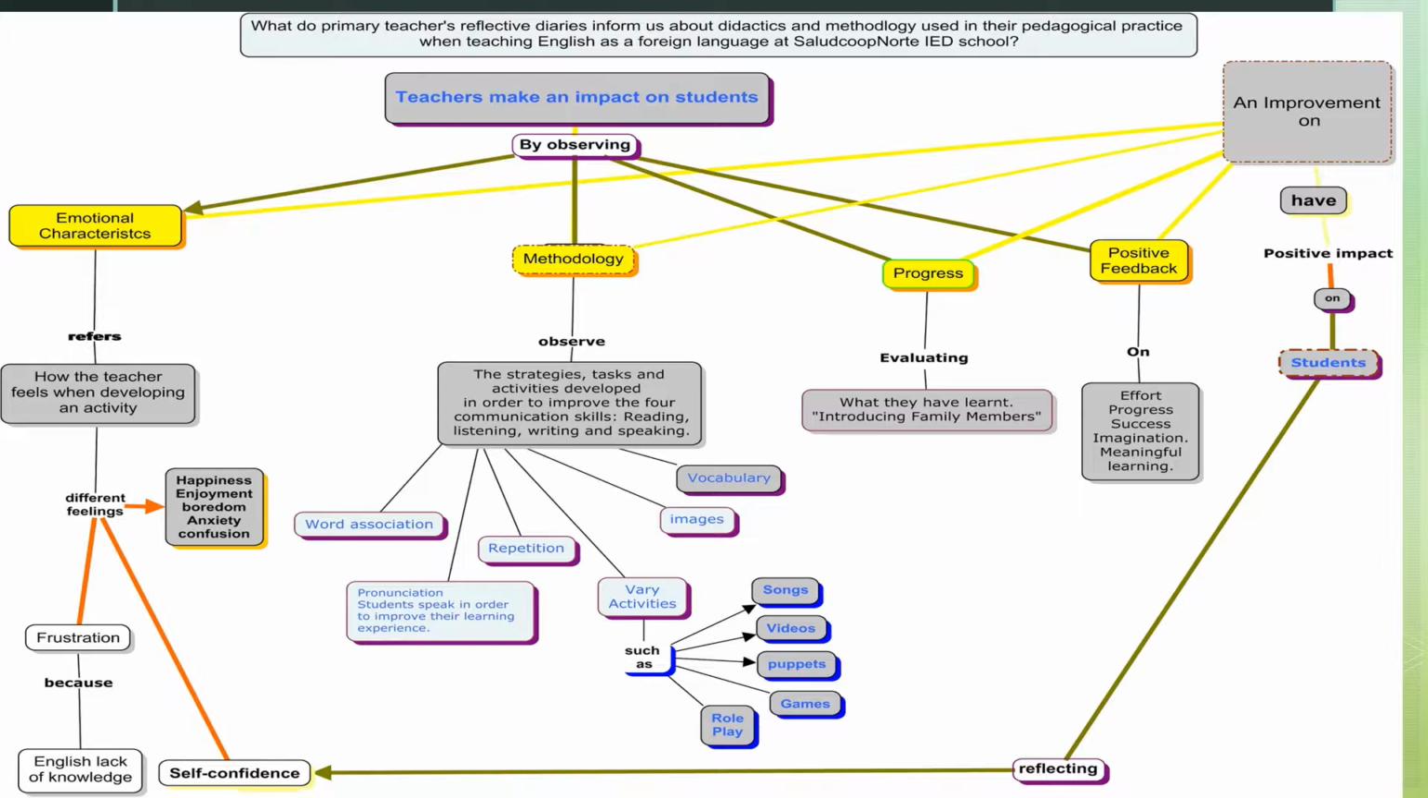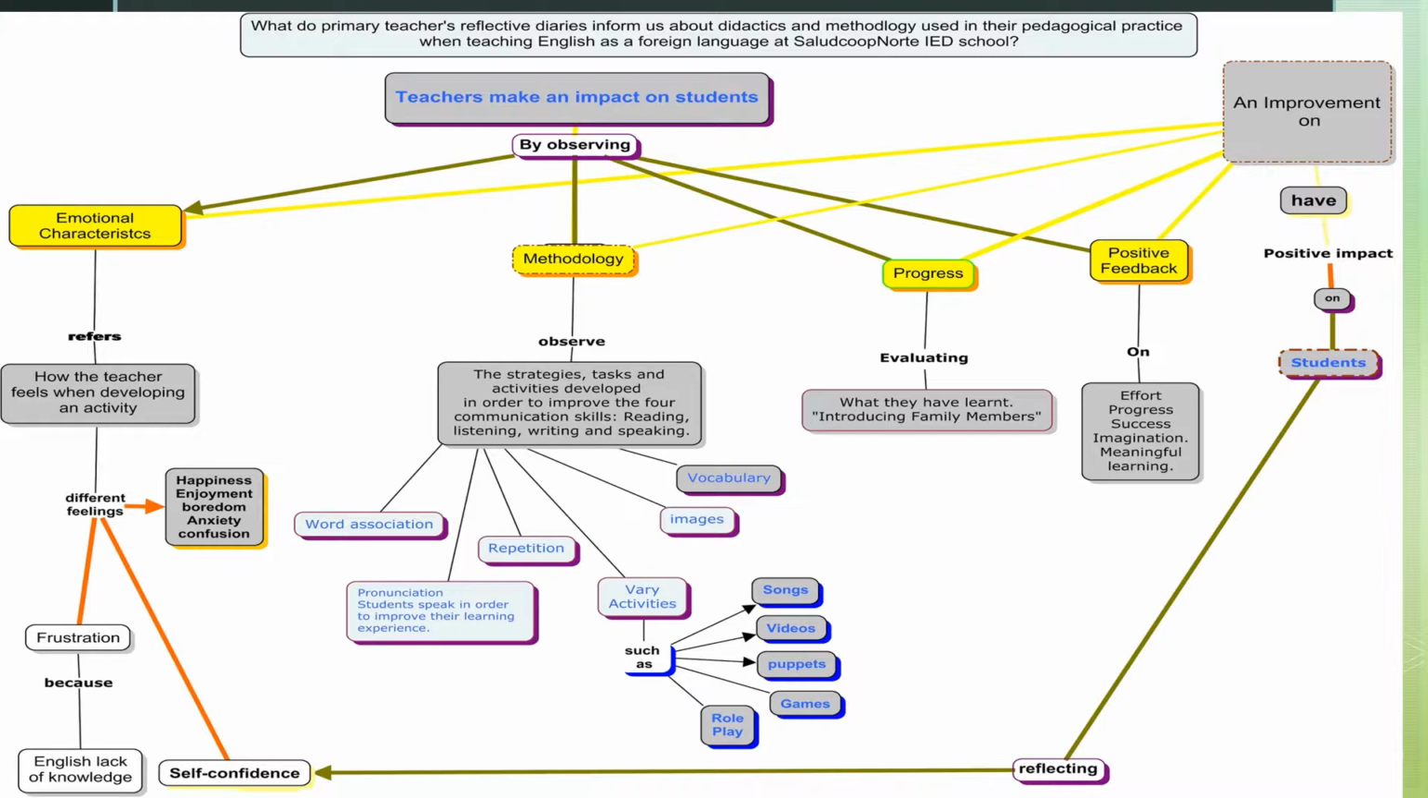At the beginning, they have different feelings, such as anxiety and confusion, because of their lack of English knowledge. They don't know English very well, so they feel frustrated because they couldn't understand and teach properly. So they decided to change the strategies and activities developed in order to improve their communication skills.